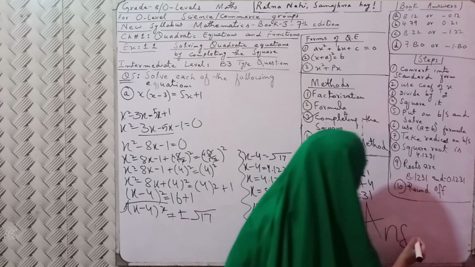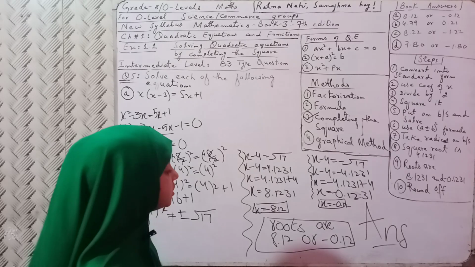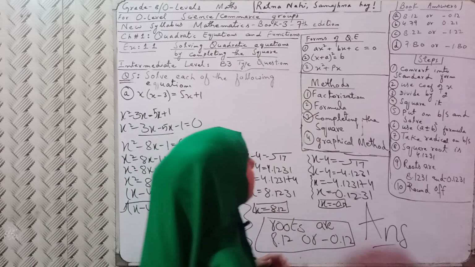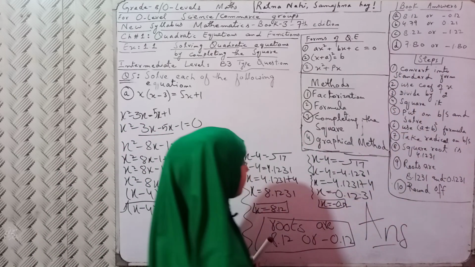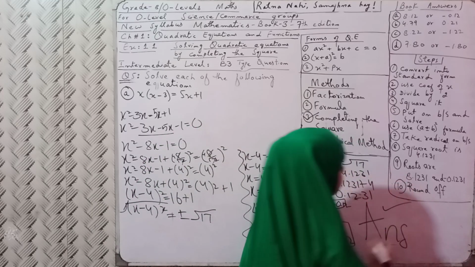So the book answers are written. You can check it. 8.12 and minus 0.12. It simply means this is correct.